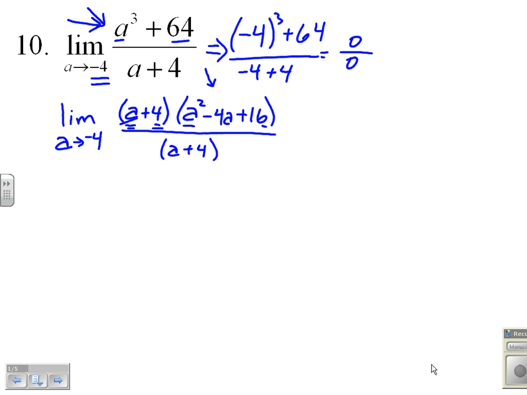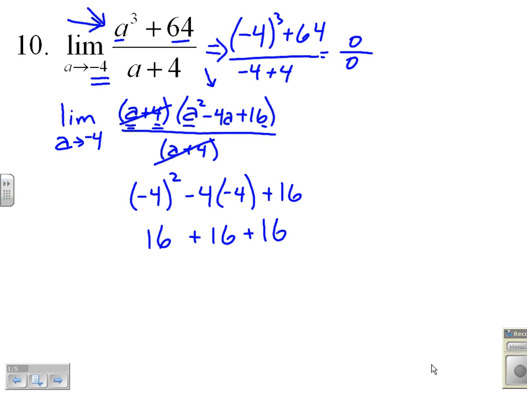Now, I notice I have common factors, and now if I direct substitute -4 into what's left, I get -4 squared minus 4 times -4 plus 16, or 16. This turns out to be 16 plus 16 plus 16, which is 48. So one of the strategies, if we have a rational function, a polynomial divided by a polynomial, and it turns into a 0 on 0 upon direct substitution, it's factorable. And when we cancel those factors, good things tend to happen.